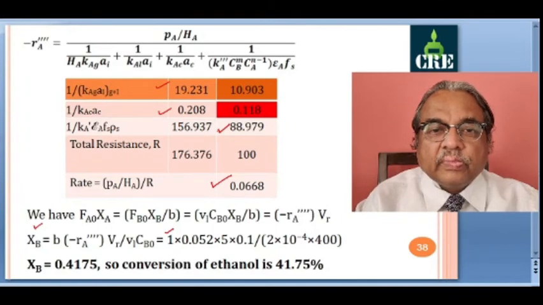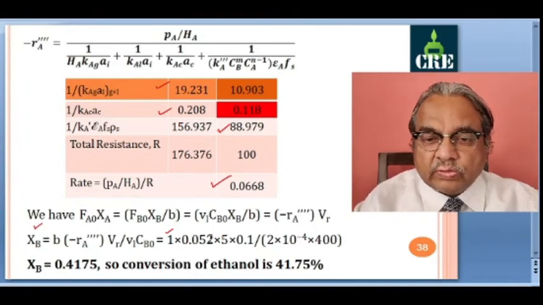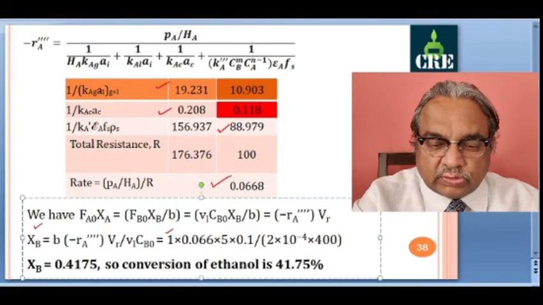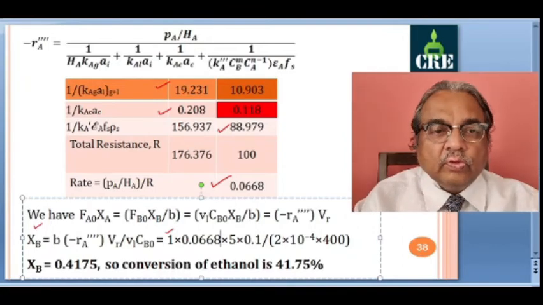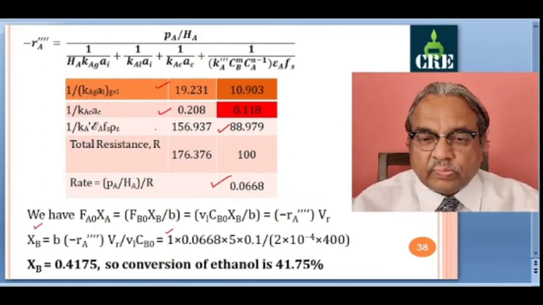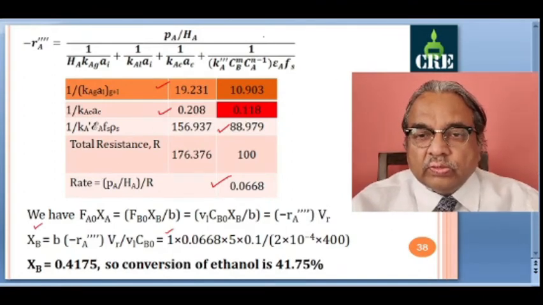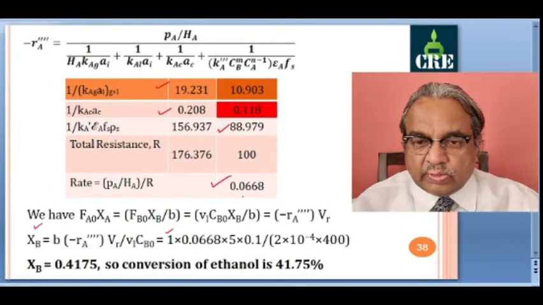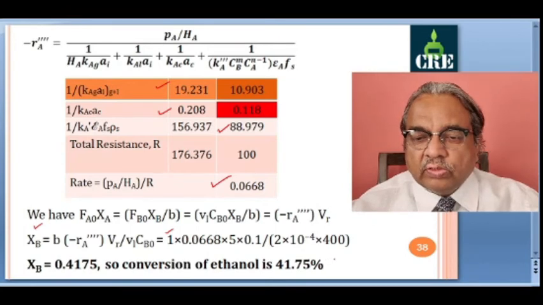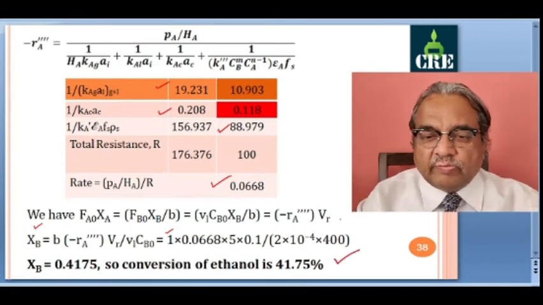This rate, this value is 0.0668. Okay, if you substitute this value and calculate, other values remain the same. So only this value is 0.0668. If you substitute this and calculate, it comes out to be 0.4175 xb value. So conversion of ethanol is 41.75%.